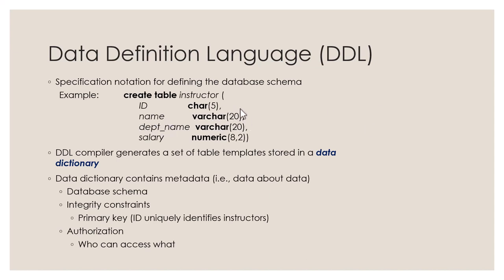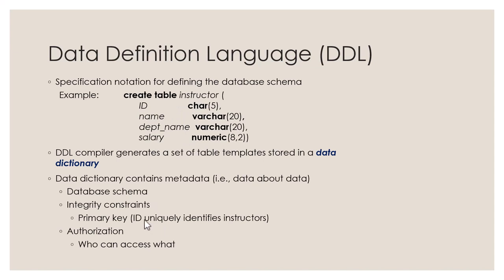So name, we have varchar 20. Department name also, varchar 20. Salary information is going to be some kind of a number, and then 2 digits after the dot, right, for the cents. So numeric, it allows up to 8 numbers, and out of those 8, we have 2 being after the decimal point. Okay, so this specifies the name of the table, the list of attributes, as well as the data type of these attributes.